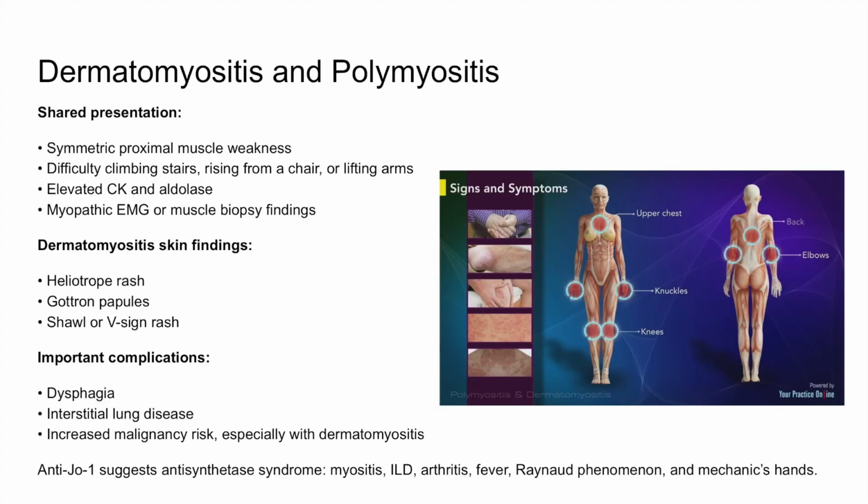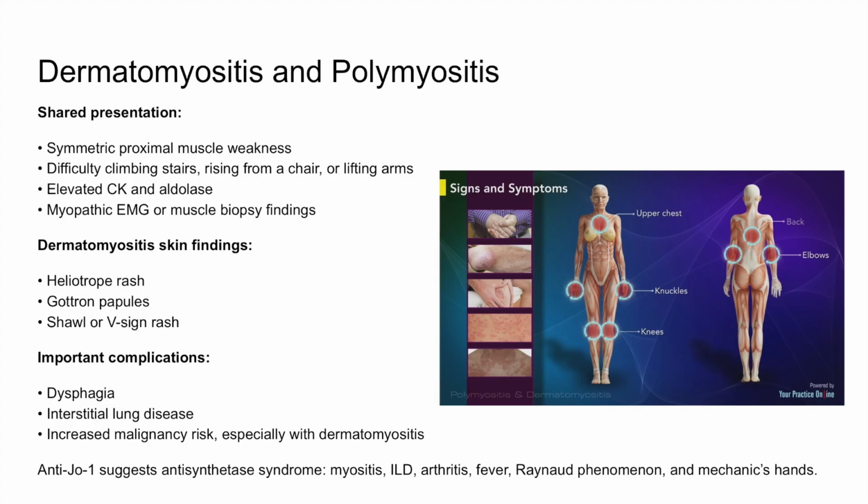And a little bit of review from our last lecture, but dermatomyositis and polymyositis are inflammatory myopathies that cause symmetric proximal muscle weakness. Patients may struggle to climb stairs, rise from a chair, or lift their arms, and laboratory testing commonly shows elevated CK, or creatine kinase, and aldolase.